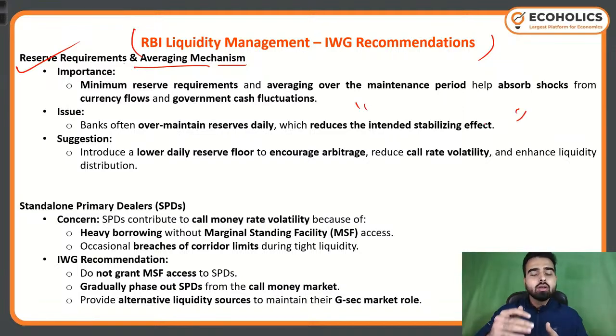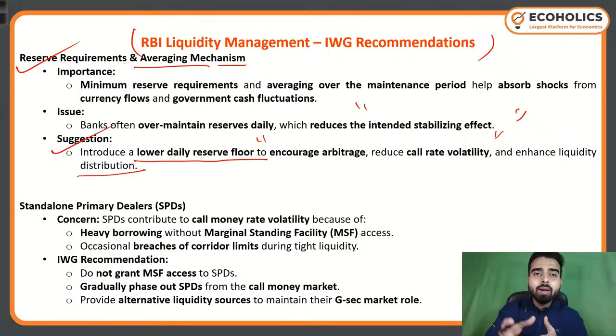So they are having the reserve with them, but they are maintaining more, they are trying to over-maintain it. So what is happening because of this? It is reducing the intended stabilizing effect. What they have suggested is to introduce a lower daily reserve floor. On a daily basis, you can have less reserve in context of CRR, to encourage arbitrage, reduce call rate volatility, and enhance liquidity distribution. But obviously CRR is important, and they should be maintaining it with themselves.